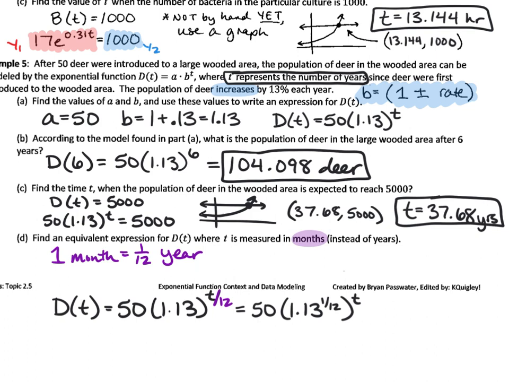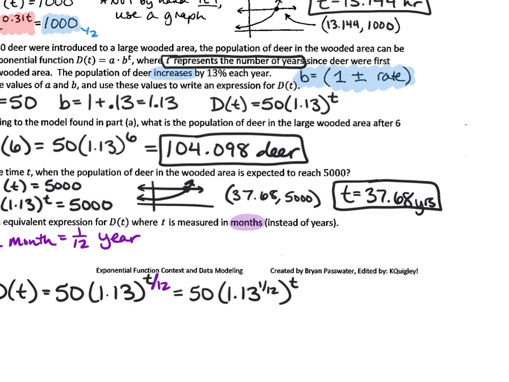Calculator time. What is 1.13 raised to the 1/12th power? AKA, what's the 12th root of 1.13? We should get 1.010. So we have adjusted this function so that we are now measuring in months instead of in years. So you find the factor that changes it from what you're measuring to what you want, and then utilize what we learned last class about changing the base.